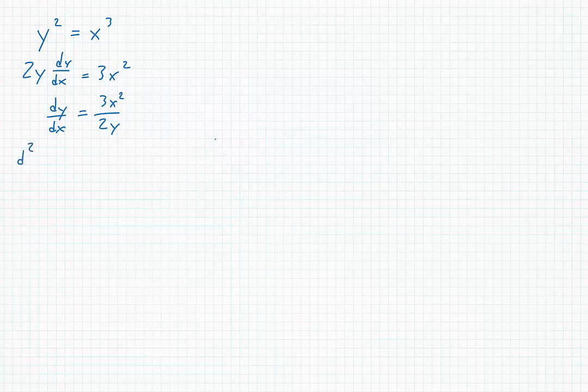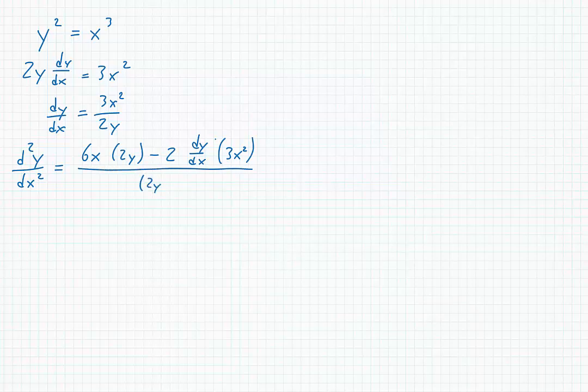If we keep going and consider d2y/dx squared, we're going to need a quotient rule. So we take the derivative of the top, 6x, multiplied by 2y. We subtract the derivative of the bottom, 2 dy/dx, times the top, which is 3x squared. We divide all of that by the bottom, which is 2y squared. So cleaning up some things a little bit here, we'll end up with 12xy minus 6x squared dy/dx, all divided by 4y squared.